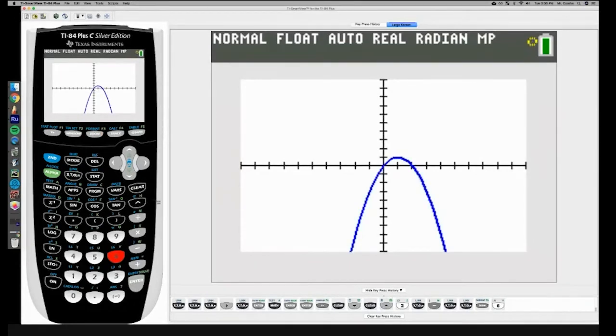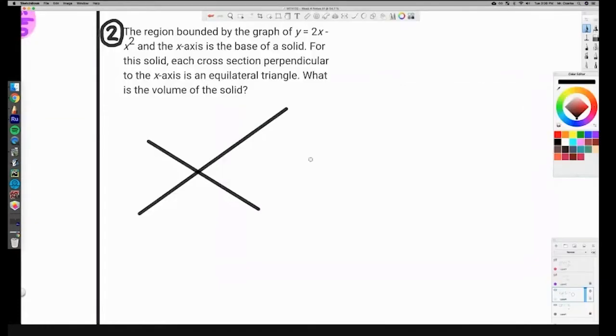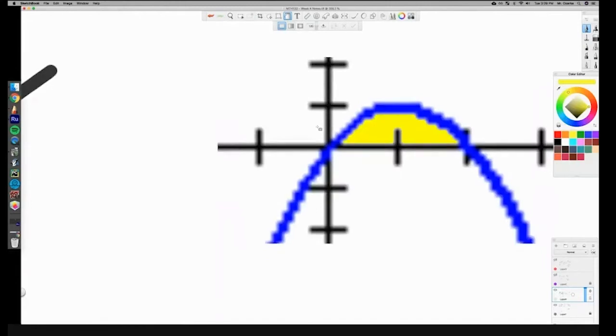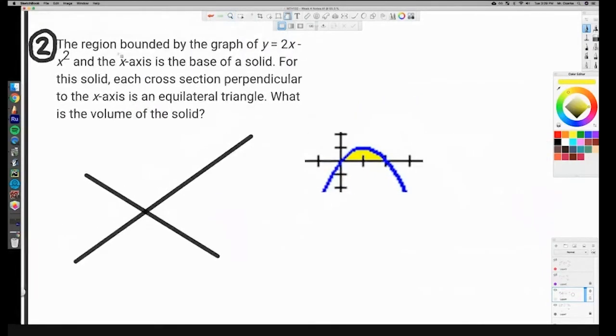All right, so we have something like this. That's the shape that we need. I'll try to match the colors this time. This is the base of the solid, that yellow right there. And it says the region bounded by the graph and the x-axis. So this is bounded with the x-axis right here. If you try to do this part right here, it goes forever. You'd be highlighting everything. It's not bounded, it's unbounded. It keeps going forever. Let's get rid of that.